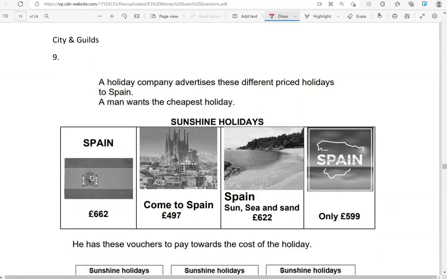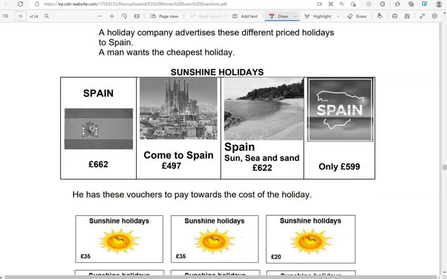A holiday company advertises these different priced holidays to Spain. A man wants the cheapest holiday. So we've got four different offers. Spain, £662. Then £497. Then £622. And finally, £599. So he's looking for the cheapest one. £662. So that's a six. This is £497, £600. 500. 400 is the lowest, so 497 is the lowest amount out of them all.